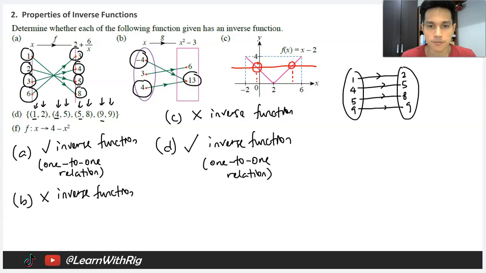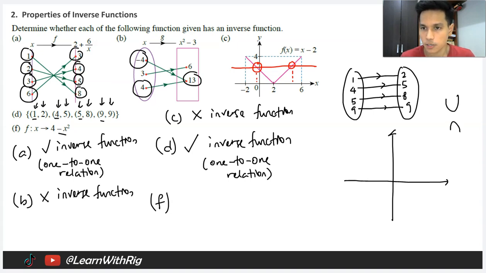Okay, now F. They gave you an equation here, f(x) equals 4 minus x squared. By now you should already know what this graph looks like. If I draw this graph, it's a negative quadratic graph, correct? A quadratic graph can only be a U shape or an N shape. Since it is negative, it's going to be an N shape. So what is the intercept? The intercept is at 4. So you draw a graph here. Okay, so here is 4.